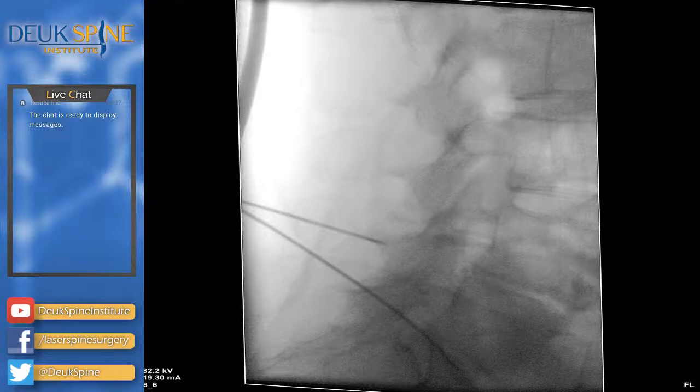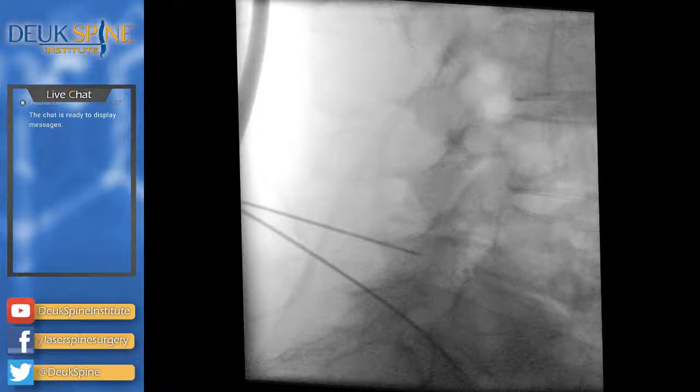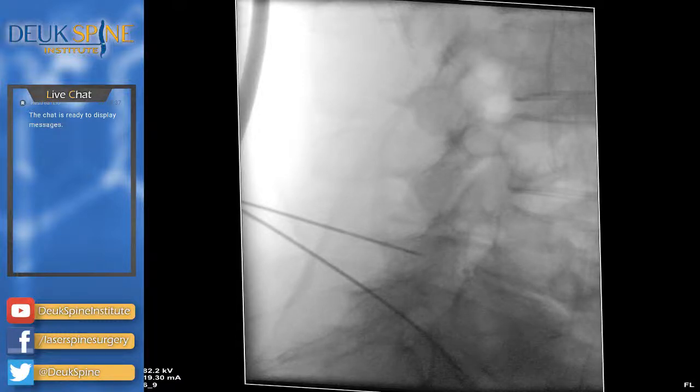Look at that facet. It is huge. Shot. No wonder why she has facet pain. We're just admiring your arthritis. Shot.